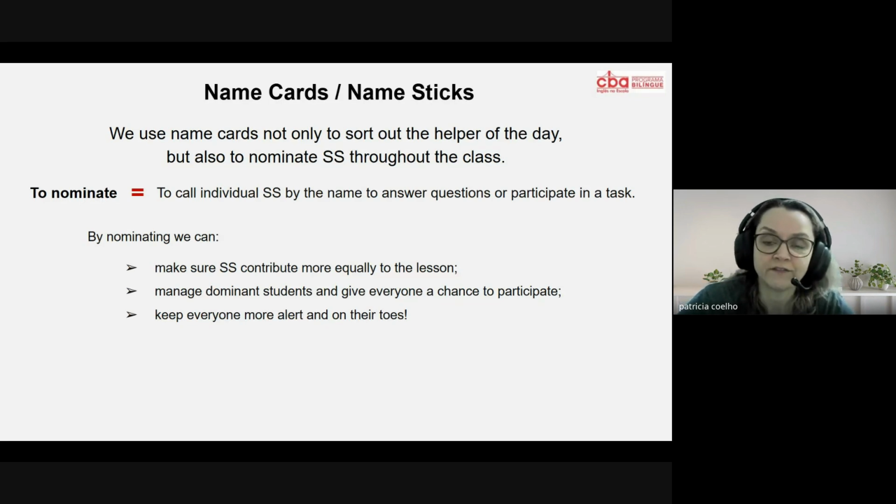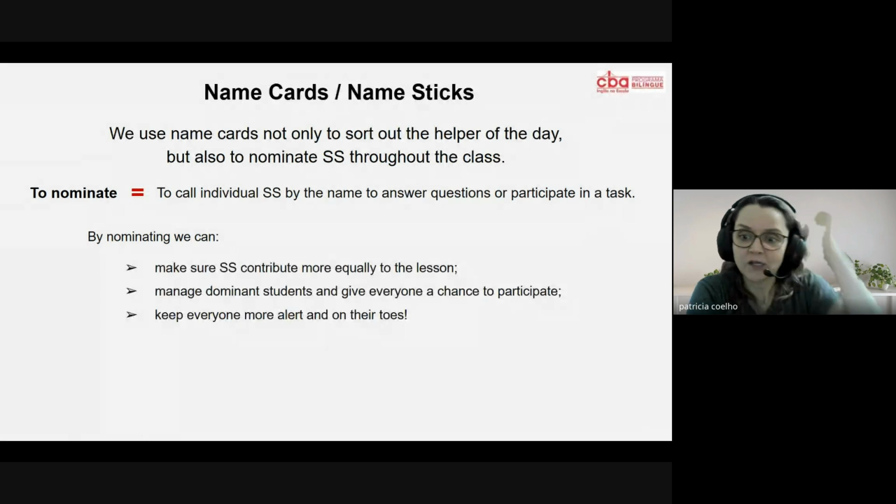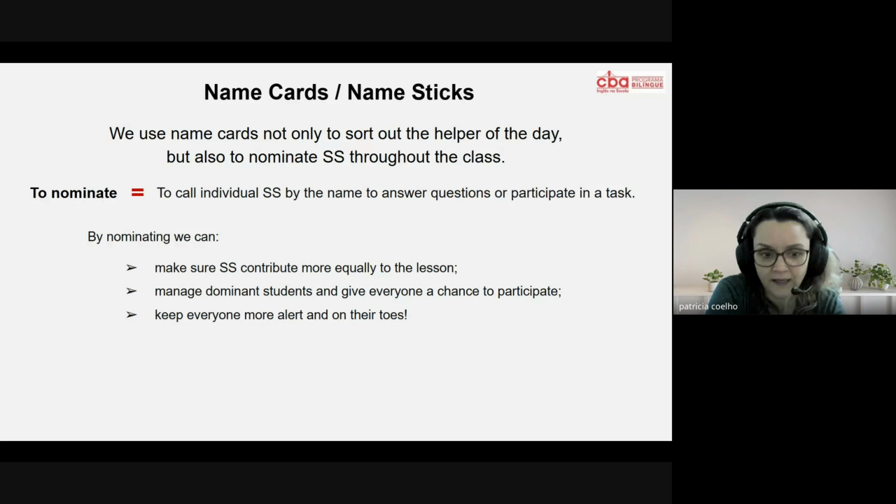What's the advantage of nominating? What's the advantage of calling individual students by their names? We make sure students contribute more equally to the lesson. We give them an opportunity to participate. Everybody participates because if we don't nominate, we tend to call the students who always volunteer. And we tend to forget about the shy students, the students that are not really engaged. We can also manage dominant students, the ones who are always volunteering. And as I said before, give everyone a chance to participate.